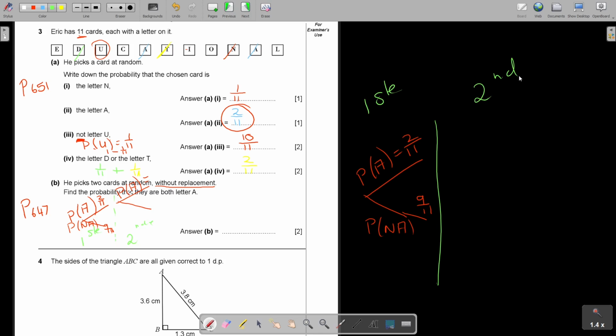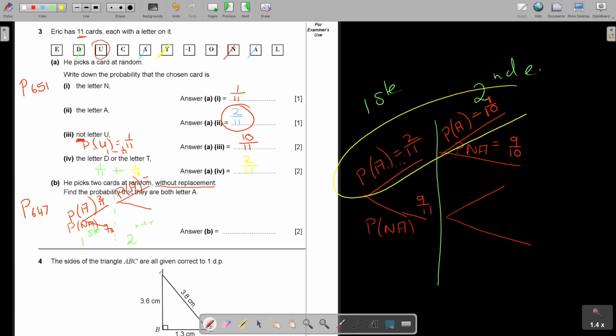The second time, if I make the tree again and break it up, they don't want all the branches, they just want the probability of A. If A was chosen in the first draw, there aren't 2 cards of A anymore, there's only 1. But there also aren't 11 cards anymore. 1 card is out, so there's only 10. If you had to do the probability of not A, you would have 9 out of 10 for that one. You could have completed it further, but they are only interested in this part.